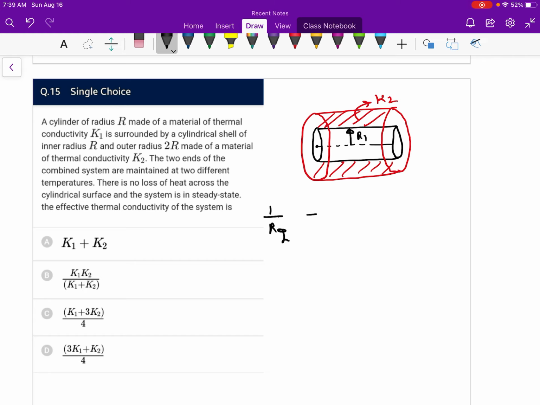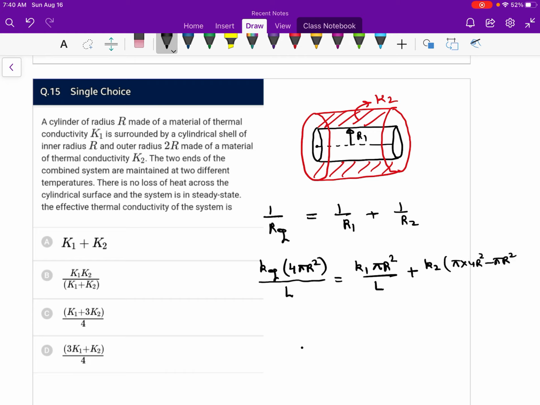So 1 upon R equivalent is 1 upon R1 plus 1 upon R2. If K effective is the equivalent thermal conductivity, the length will be L and the area will be pi into 4r squared. So K effective into the area, which is 4 pi r squared of the complete cylinder, upon L, is equal to K1 A1 upon L plus K2 A2, which is pi into 4r squared minus pi into r squared, upon L.